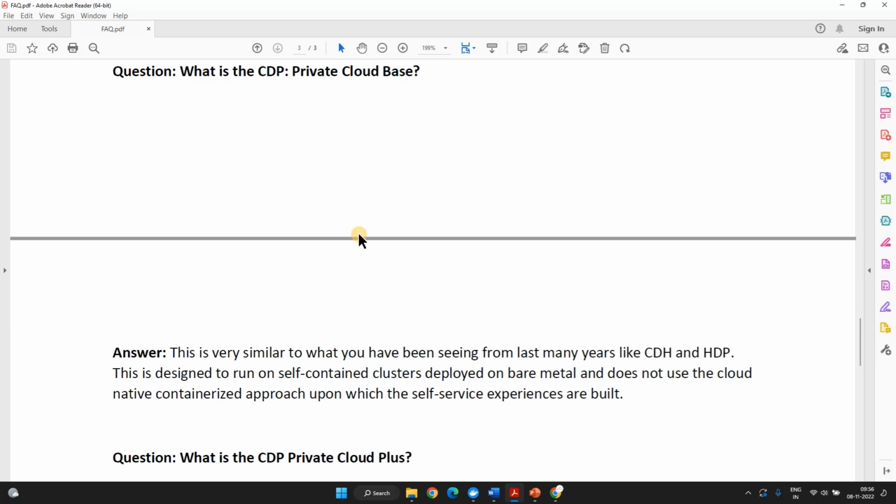So what is CDP private cloud? This is very similar to what you have been seeing for many years, like Cloudera Data Hub (CDH) and previously Hortonworks Data Platform, which both got merged now. You can build that cluster in your on-premise data center and use it, on bare metal servers, but not necessarily on-premise only. If you have a Google Cloud account, you can build your 100 node cluster, 50 node cluster, or 10 node cluster.